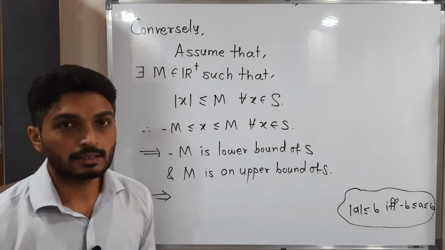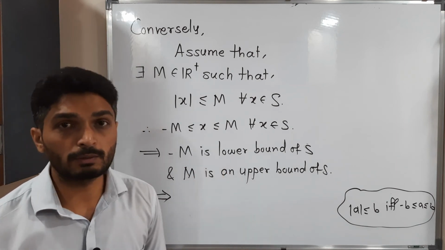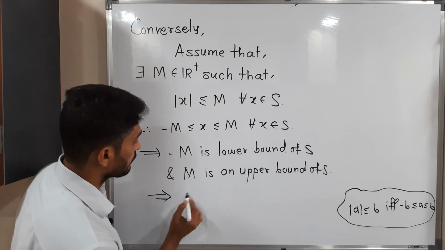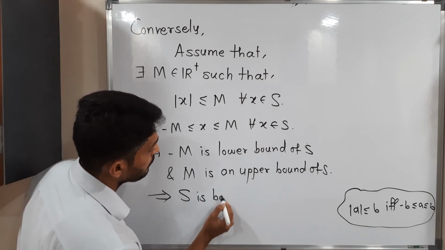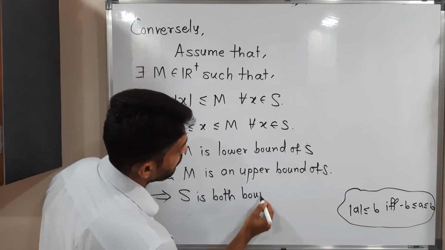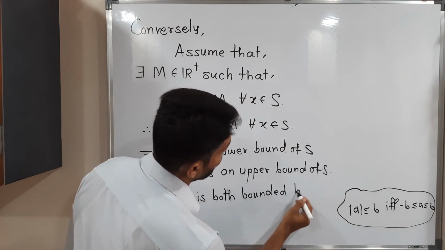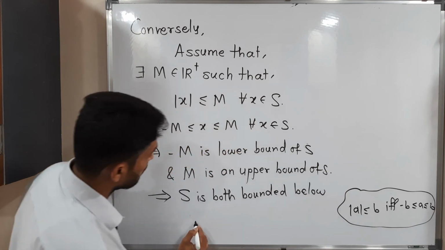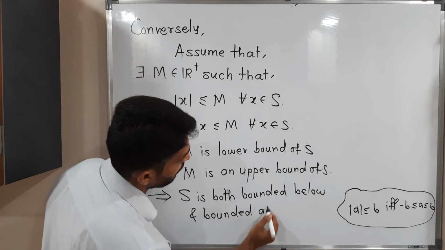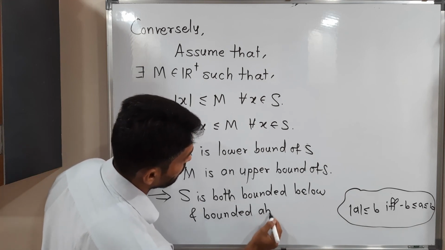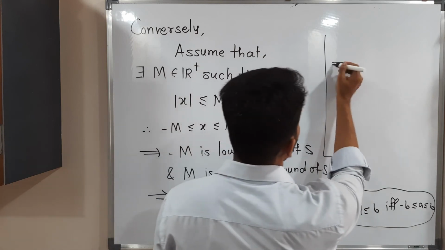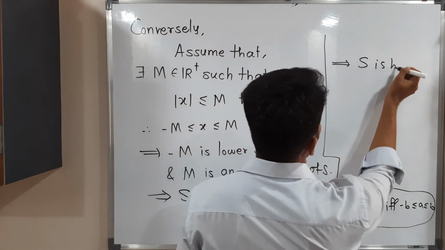That is, S is bounded below because of this lower bound, and S is bounded above since it has an upper bound. So therefore S is both bounded below and bounded above. Okay, so therefore what can we say? It is both bounded below and above. So therefore S is a bounded set.